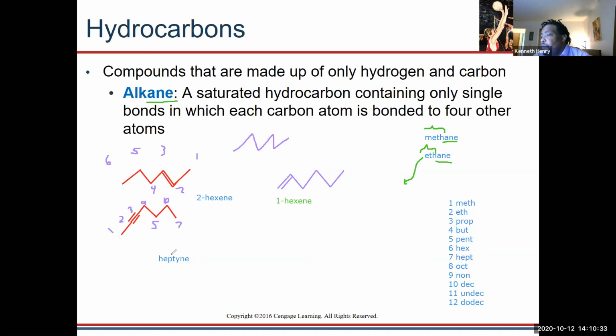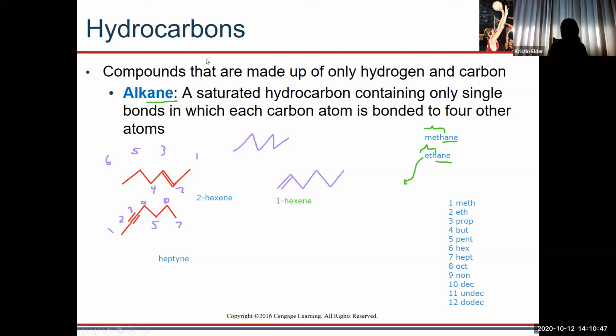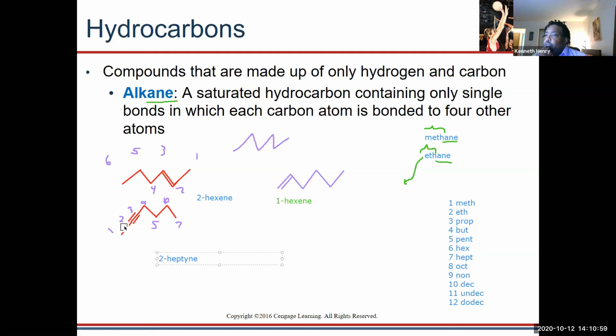Since there's only one triple bond, how would I name this guy? The one down there. Would it just be 1-heptyne? No. Does it start on the 1st carbon? Oh, it would be 2-heptyne. Yeah, that's right. So it'd be 2-heptyne because that's where the bond starts.